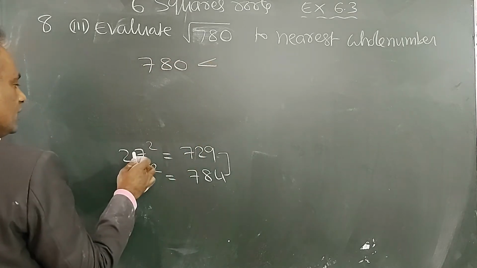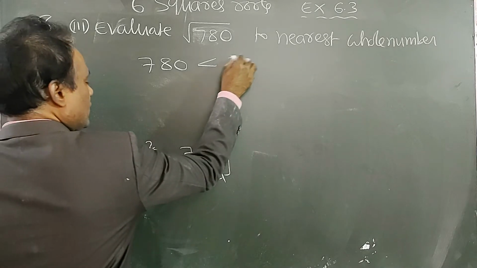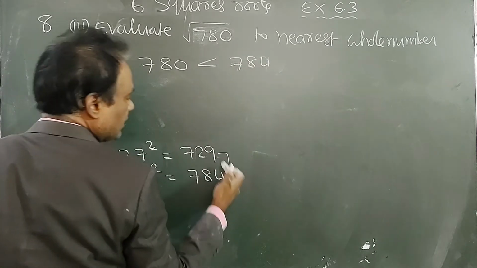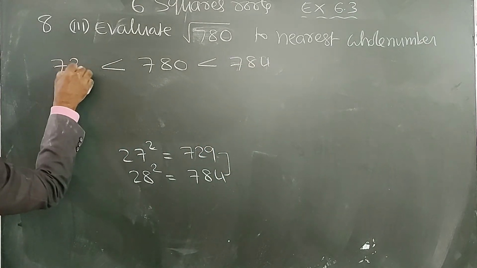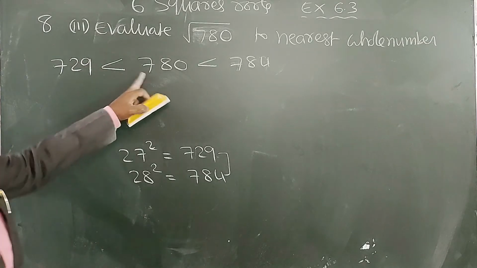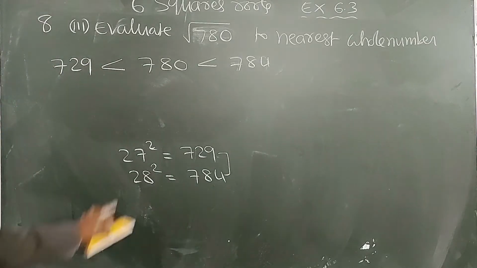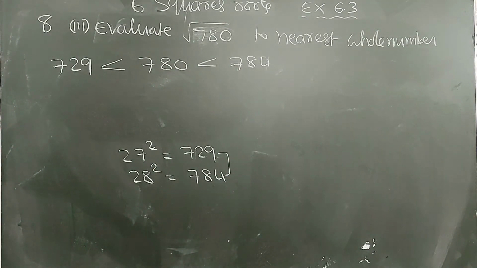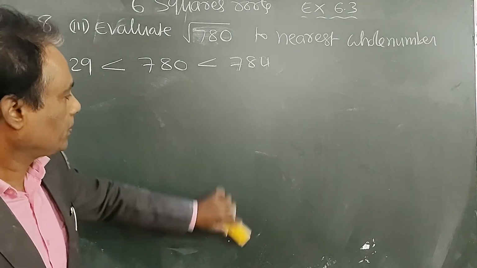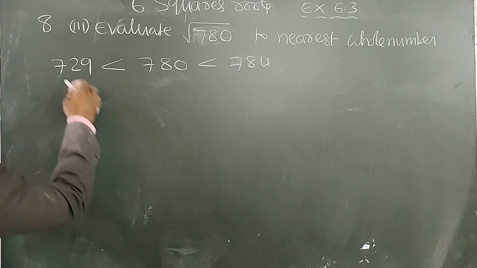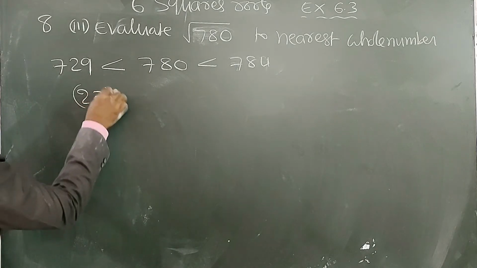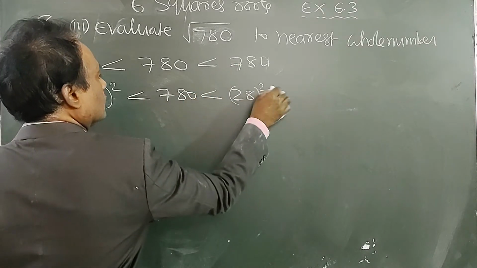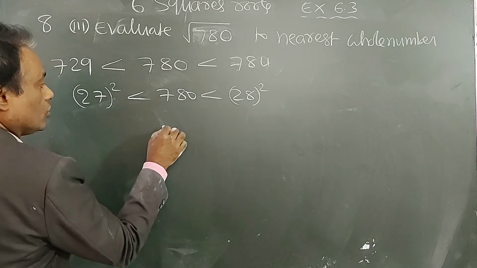780 is between 729 and 784, the greater is written like this, the less is written like this. 780 is between 729 and 784. That means this is 27 square and this is 28 square. But we have to take the root. So applying the root.